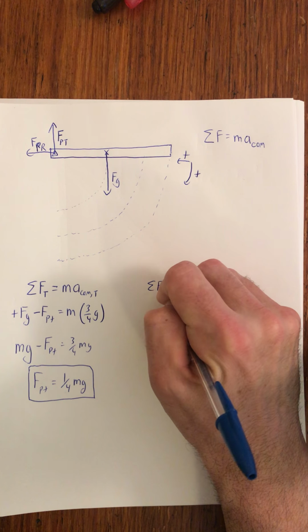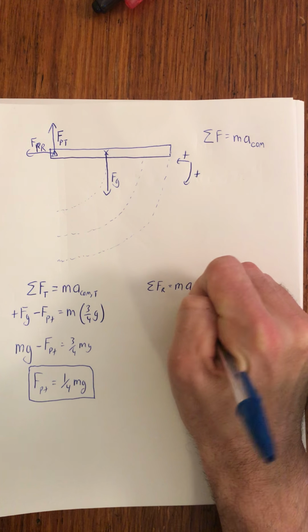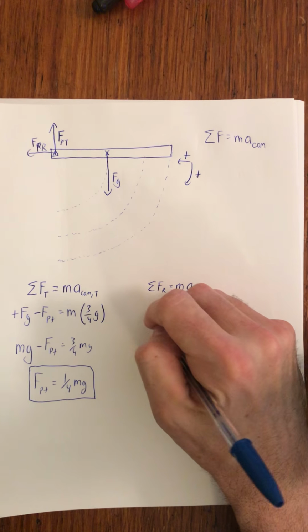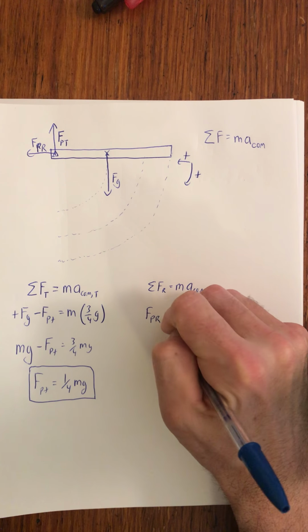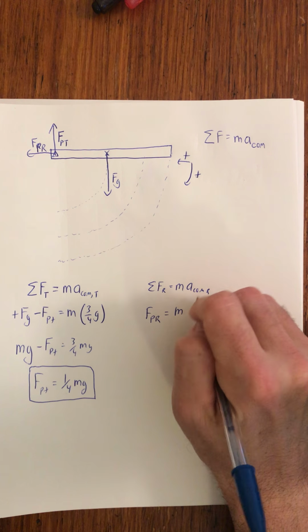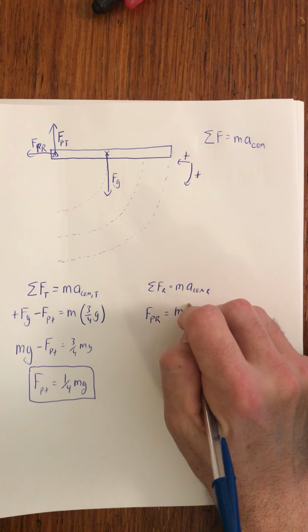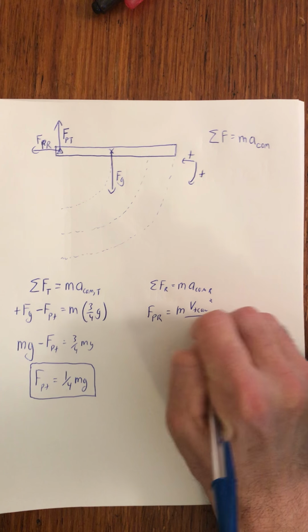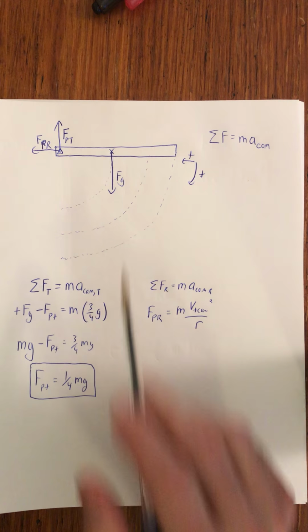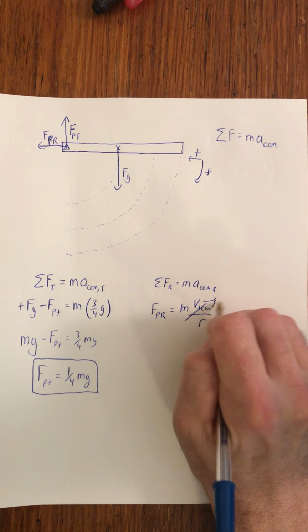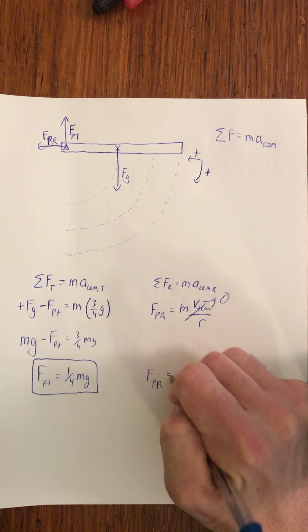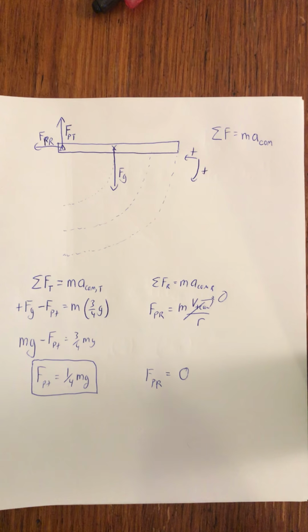Sum of forces radially is equal to m a com r. So inwards I have as positive. FPR is equal to m, and then this is the radial acceleration. No, it's a centripetal acceleration: Vt of the center of mass squared over r. Now, at this position, our starting position, that's going to go to 0, and so the component of FPR there is equal to 0. There is no radial component to that, and there I go.